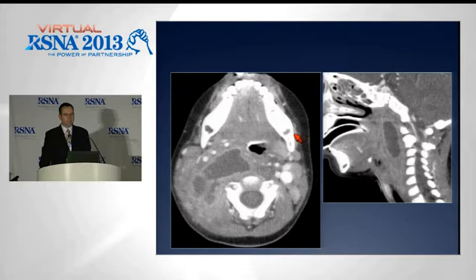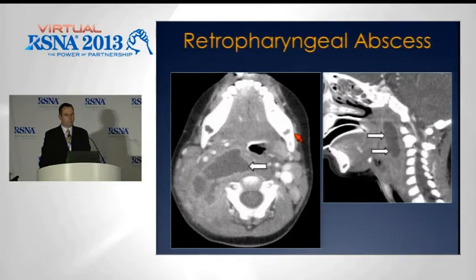On the CT scan, we see an abnormal fluid collection. Not only is it a fluid collection, but it is rim enhancing. It has irregular margins. On the lateral view, note that it does not taper superiorly and inferiorly, but is somewhat rounded. This is a retropharyngeal abscess.